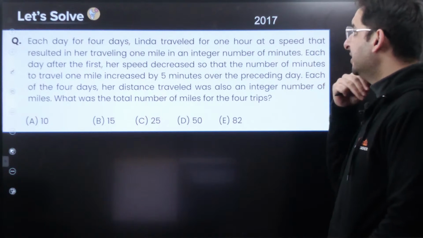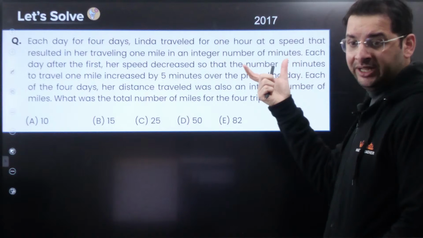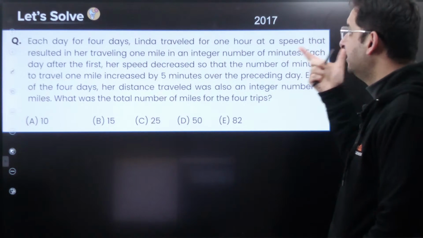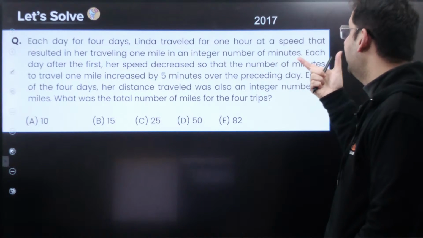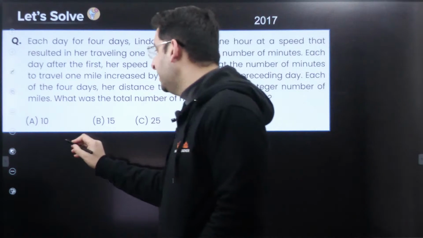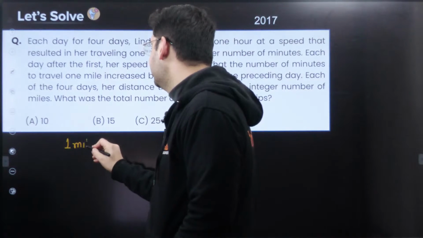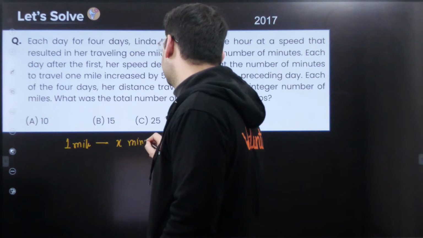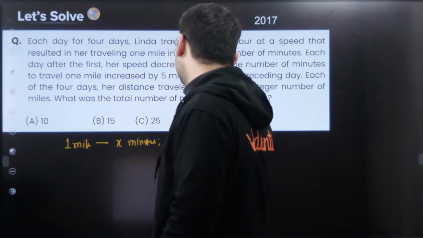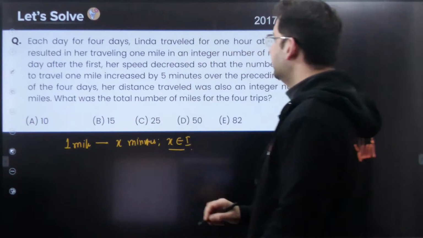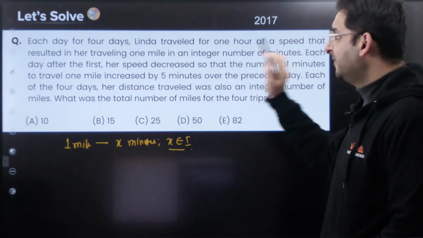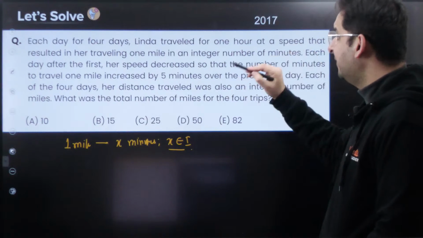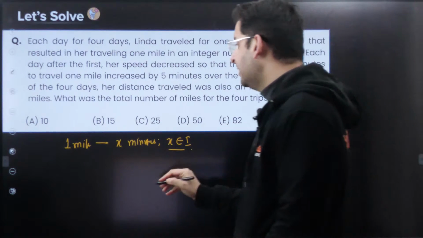So let us read this question. In each day for 4 days, Linda traveled 1 hour at the speed that resulted in her traveling 1 mile in an integral number of minutes. So 1 mile, she covers in X minutes, where X is an integer. Okay, so this is what is given in the first two lines. Each day after the first, her speed decreased so that the number of minutes to travel 1 mile is increased by 5 minutes.